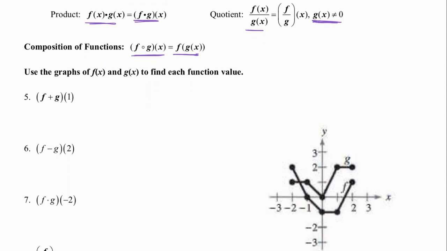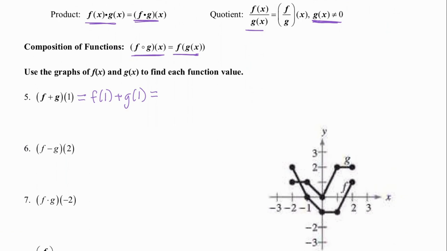So the first thing we're going to do is we're going to do this with a table. And it's asking us to use this graph in order to find each function. So f plus g of 1 is really representing f of 1 plus g of 1. Okay, so we can kind of split it up because we know what each of those individual values are, but we may not know what they are together.